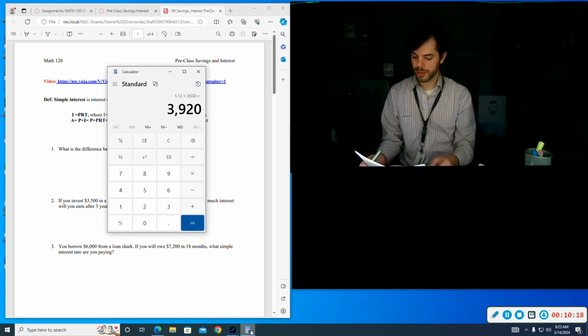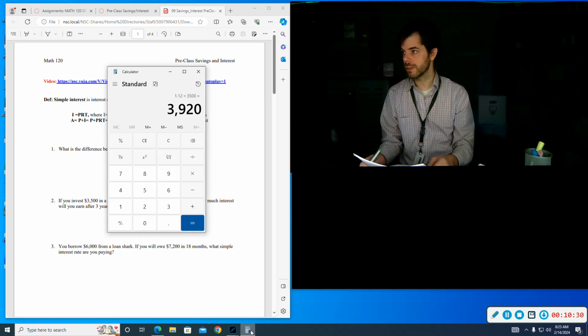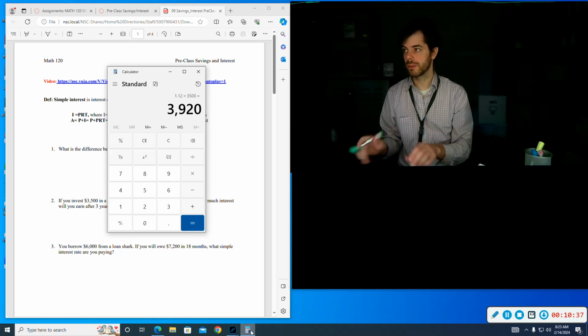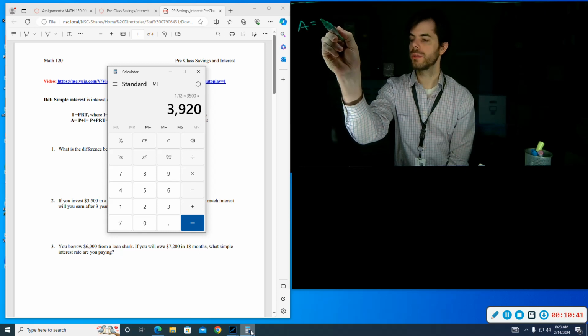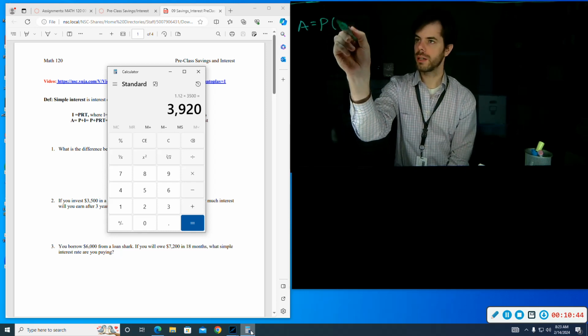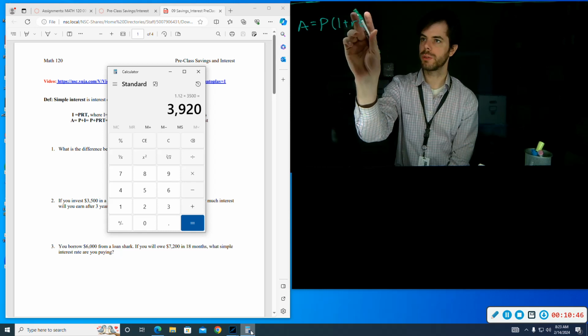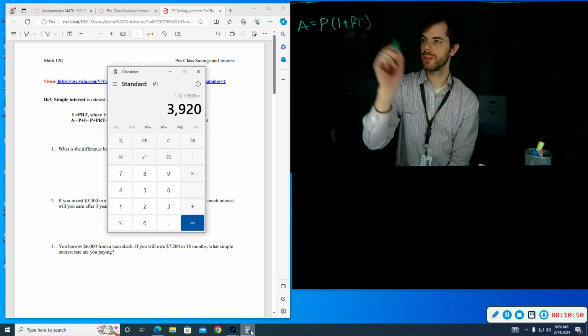You borrow $6,000 from a loan shark. If you will owe $7,200 in 18 months, what simple interest rate are you paying, right? So they give you the amount you originally took out, $6,000, and the amount you end up paying, $7,200, as well as the time. So this problem is working backwards. We can still use our formula, A equals P times 1 plus RT. Notice that I'm going to be using the amount, the full amount version.